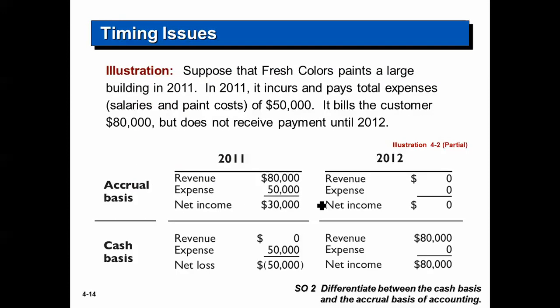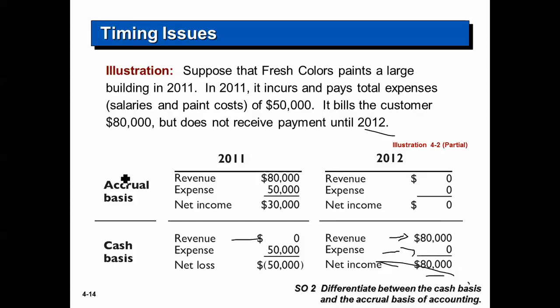So, for example, suppose we paint a large building in 2011. In 2011, the company incurs and pays total expenses of $50,000. It bills the customer, but does not receive the payment until 2012. Well, if we're on the cash basis, in 2011 we have no revenue because we haven't received payment, but we have expenses, so we have a loss in 2011. And in 2012, we have revenue because we received the money, and we spent no money, so we have a great big gain. So this is ridiculous.